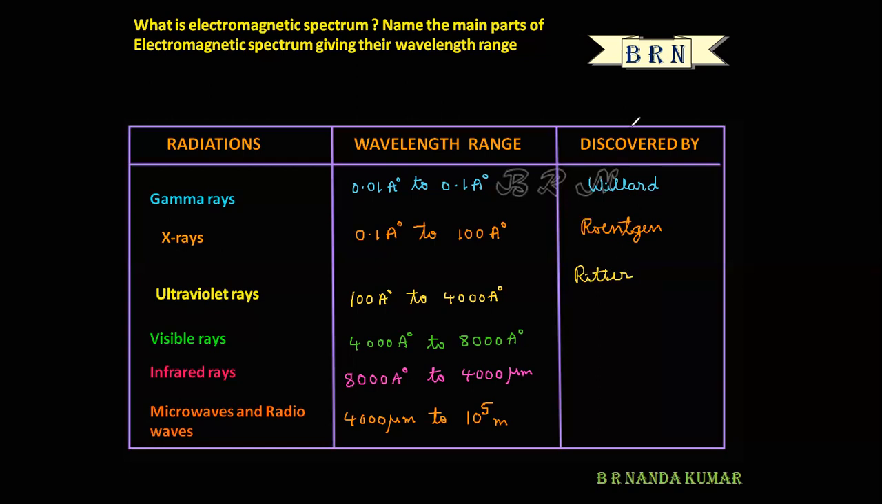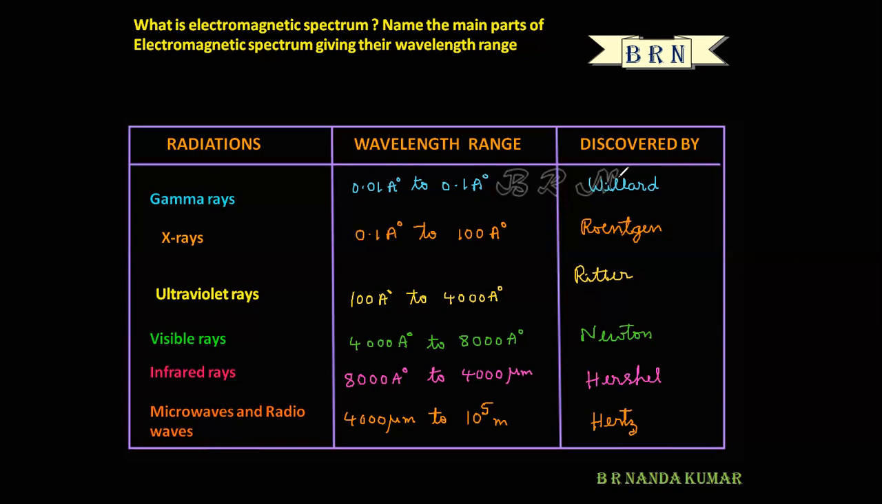Who discovered visible rays? Newton. Visible rays were discovered by Newton. Who discovered infrared rays? Herschel. Infrared rays were discovered by Herschel. Microwaves and radio waves, Hertz. Who discovered microwaves and radio waves? Hertz.